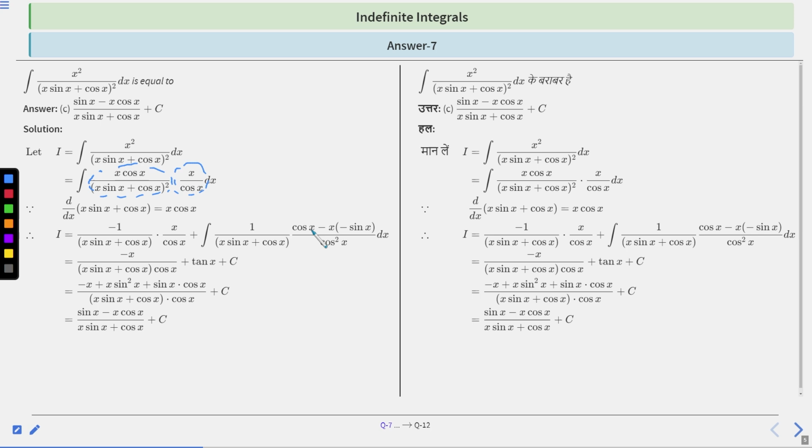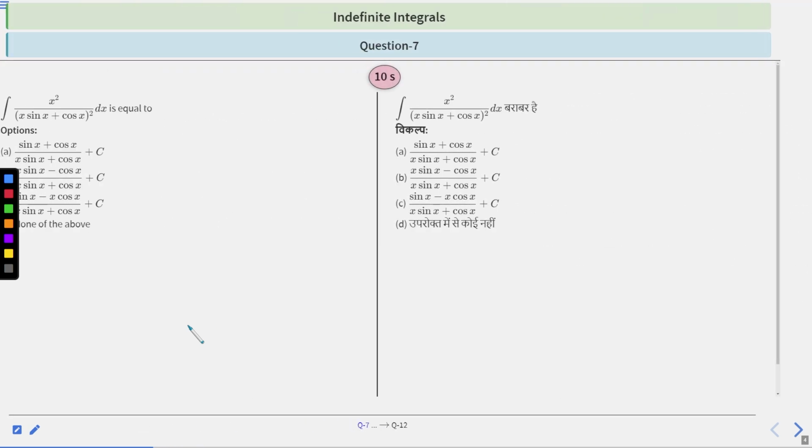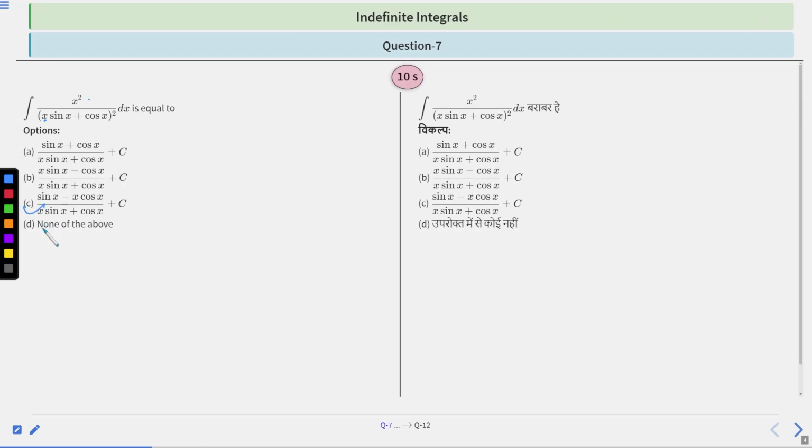Finally, x sin x plus cos x and x sin x plus cos x will be cancelled out, and it is left with 1 by cos square x dx, which means sec square x dx, which is tan x. So I is equal to minus x upon (x sin x plus cos x) into cos x plus tan x plus c. Therefore, it is equal to minus x plus x sin square x plus sin x cos x upon (x sin x plus cos x) into cos x plus c. Clear? Therefore, you can write it as (sin x minus x cos x) upon (x sin x plus cos x) plus c. So this is the final answer. Option C is the right choice. Fine.